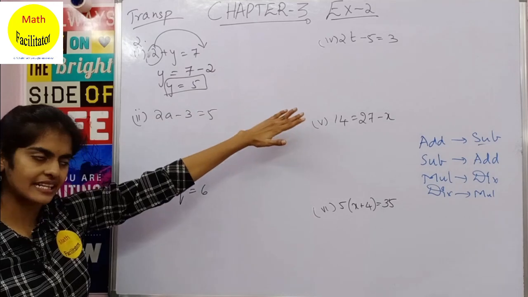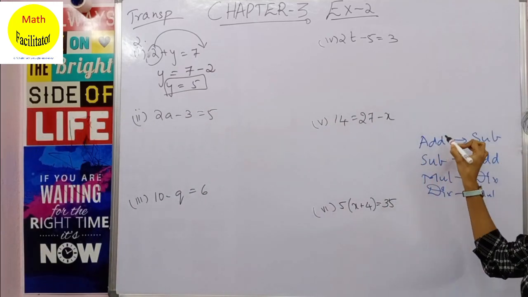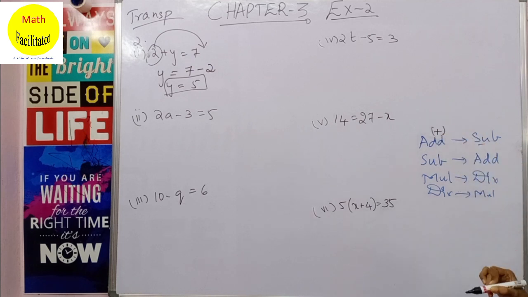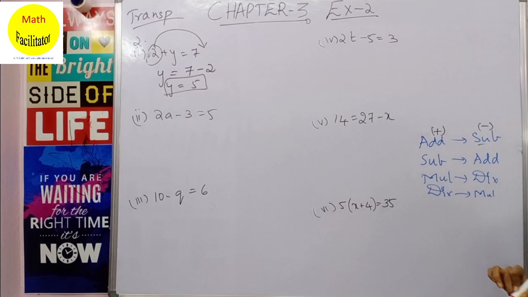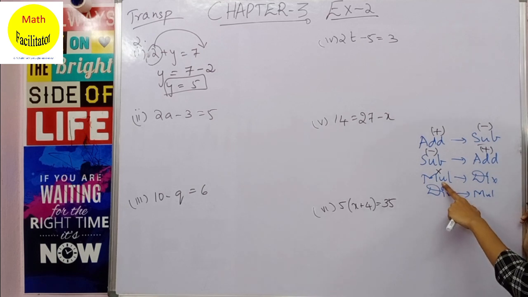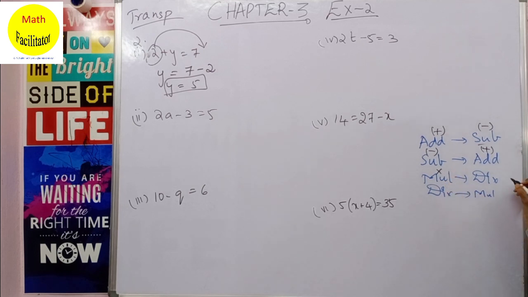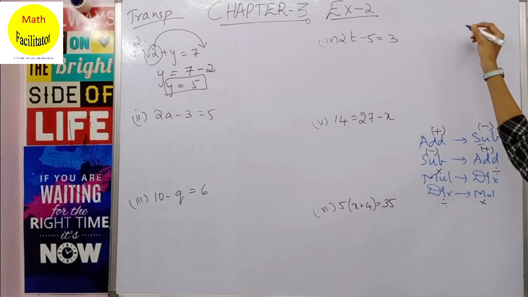Isn't it simple? While transferring, suppose you are transferring a plus quantity, an addition, to RHS, it will become subtraction. If you are transferring a minus quantity, it becomes plus. The same rules which we have written just now. If you are transferring a quantity which is multiplied, then it becomes division. If you are transferring a division, it becomes multiplication. I'll make it simple for you.